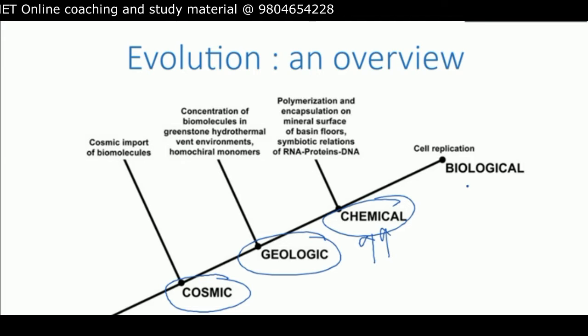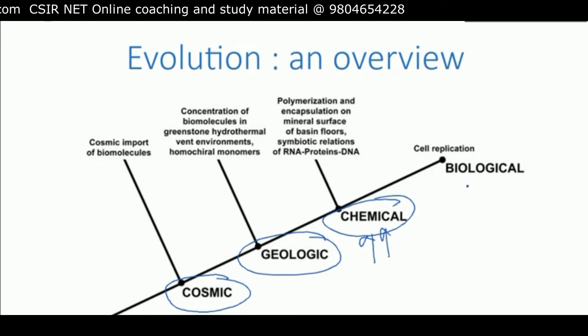Now how exactly can they do that? That's the chemical evolution. In chemical evolution we will talk about how exactly the inorganic compounds present in the environment are slowly converted into organic compounds, and then how slowly those organic compounds are converted into a living organism. We'll talk about that sequentially.